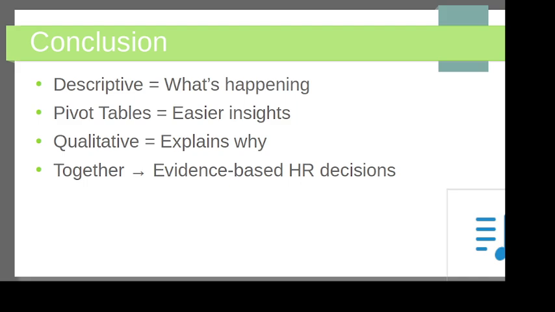In conclusion, descriptive statistics help us understand what is happening in the data. Pivot tables make this information easier to explore and present, and qualitative analysis helps explain the why behind employee behaviors. Together, these tools empower HR professionals to make evidence-based decisions that improve both employee experience and organizational performance.